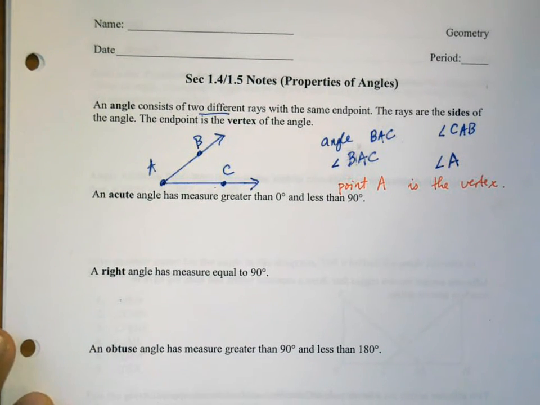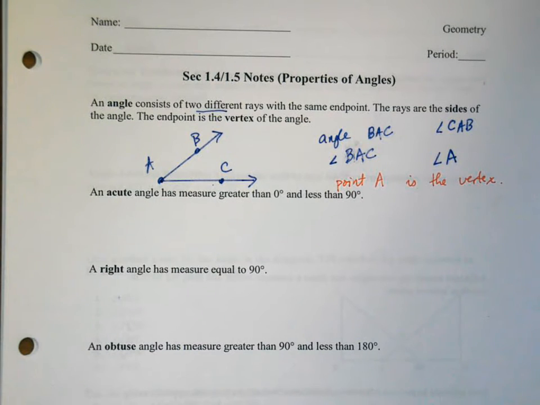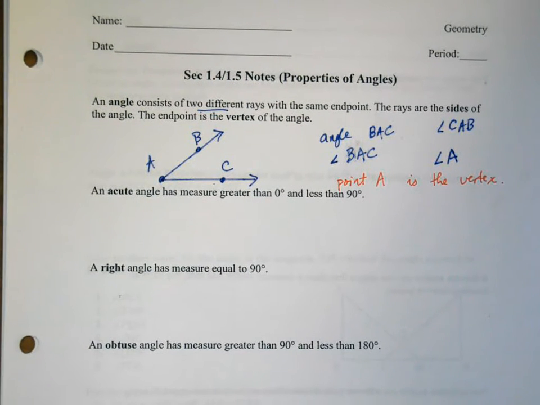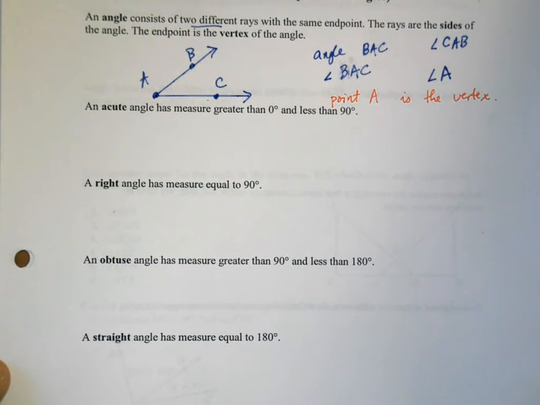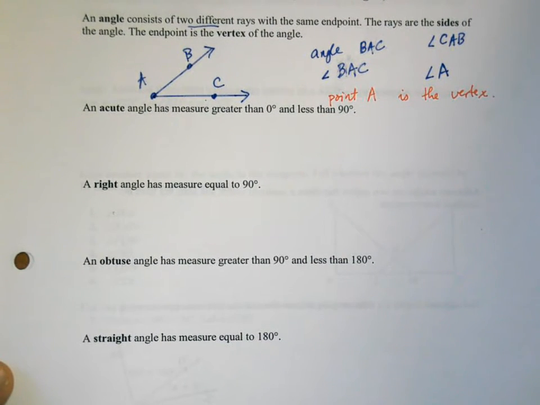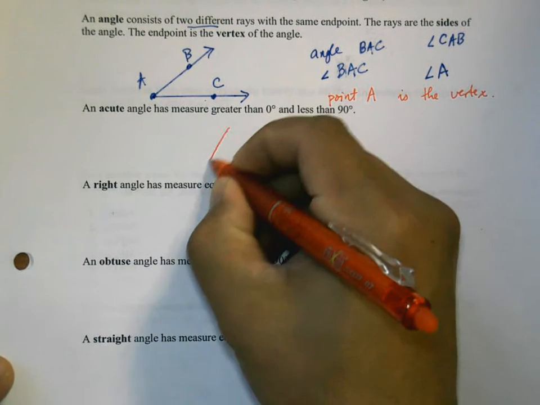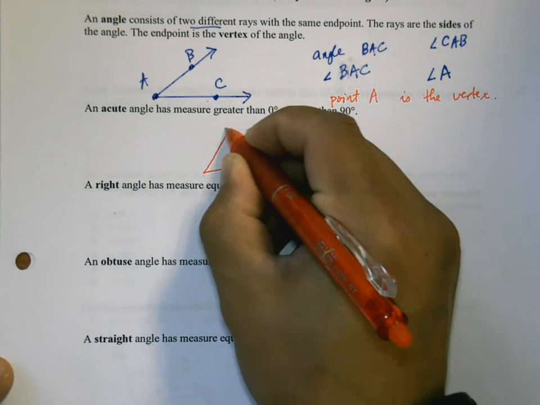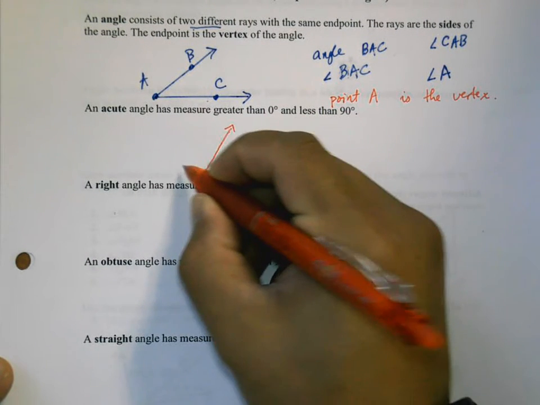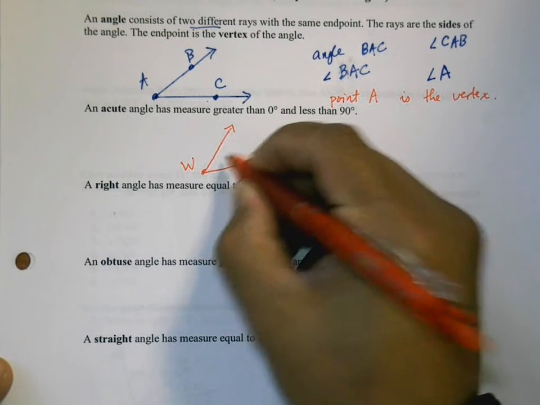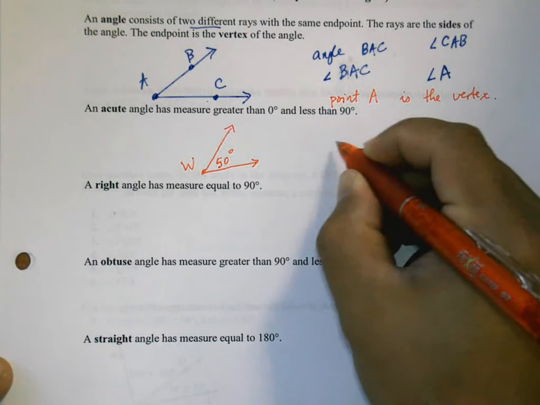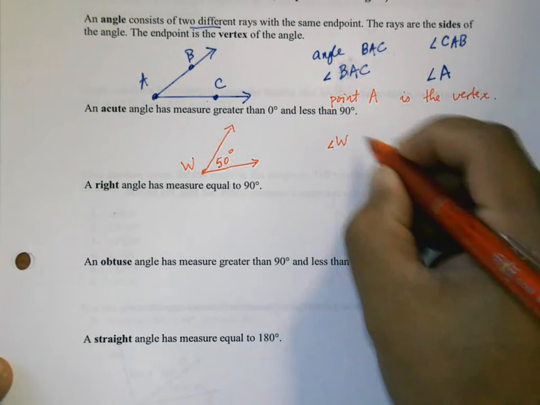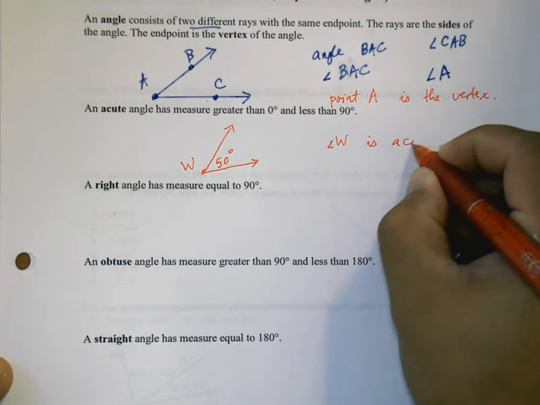Hopefully that doesn't trip you up too much, just some basic vocabulary. We're going to run through the list here and make sure all of these terms are well and correctly defined. Next, an acute angle has measure greater than 0 degrees and less than 90 degrees. Acute angles are usually something like this. Let's call this W, and you'll sometimes see an angle measure, maybe 50 degrees, in here. So we could say that angle W is acute.